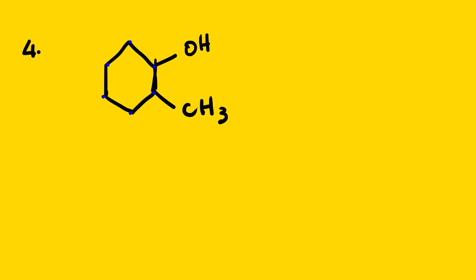Then the question would be, which one will take the preference? Are we going to start here as 1, or are we going to start here as 1? Now between hydroxy group and methyl, we take the hydroxy group as our preference. So we have 1, 2, 3, 4, 5, 6.